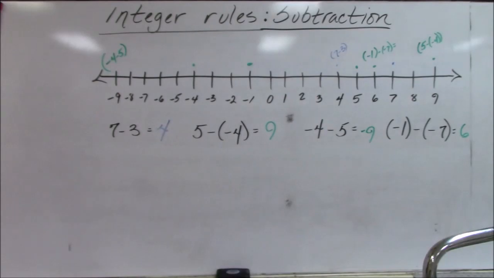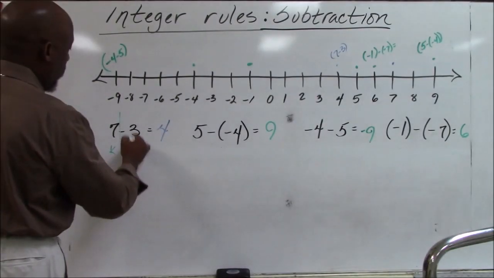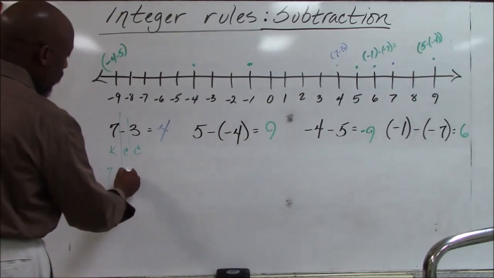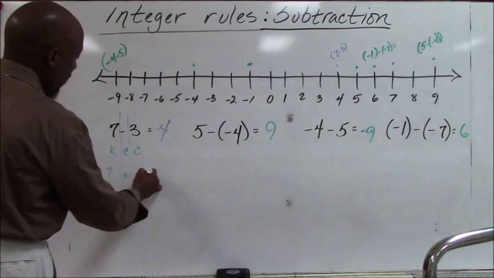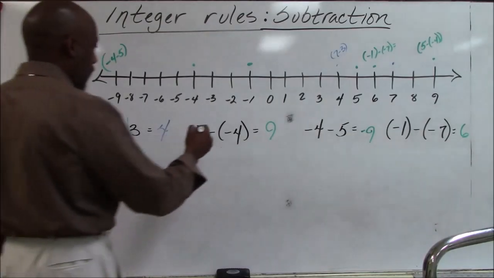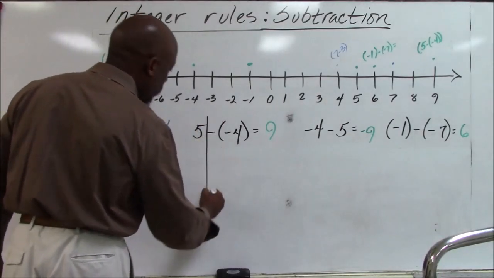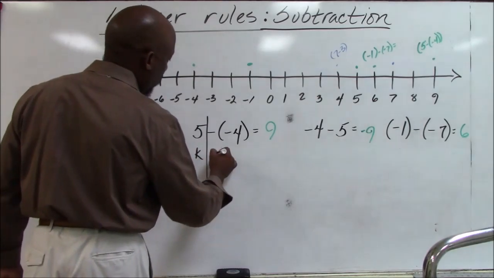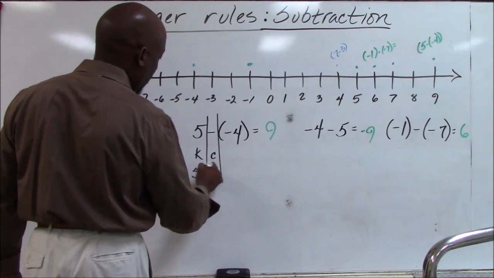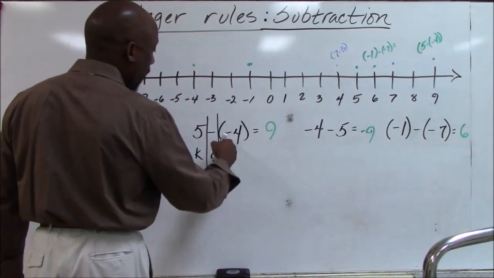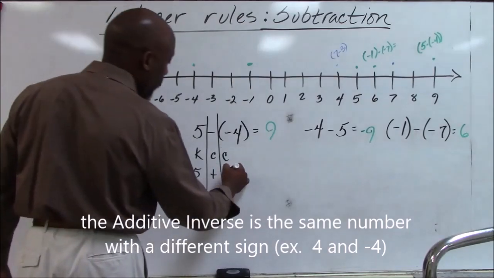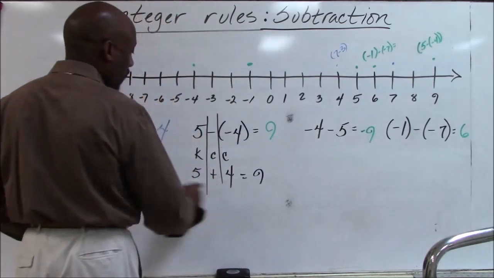All right, the rule is keep, change, change. So we keep our 7, we turn it into addition, and then we have negative 3. And we know that that's 4. Again, our rule for subtracting integers is keep the first integer, change the subtraction to addition. So we keep the 5, that becomes plus, and we change our number to the additive inverse, or the opposite number. And then we follow our addition rules.